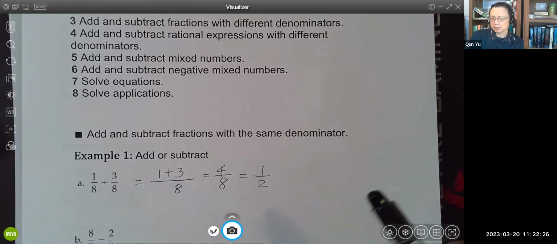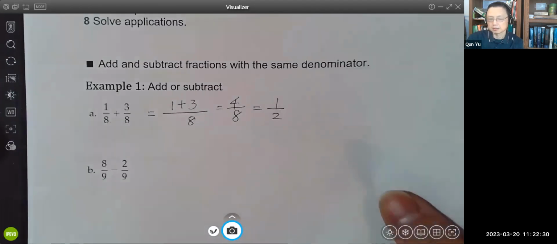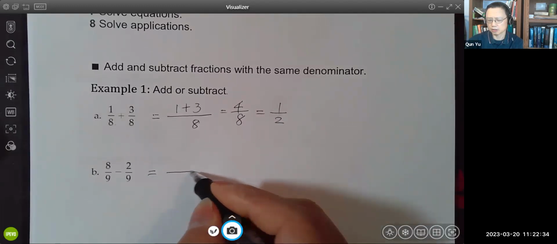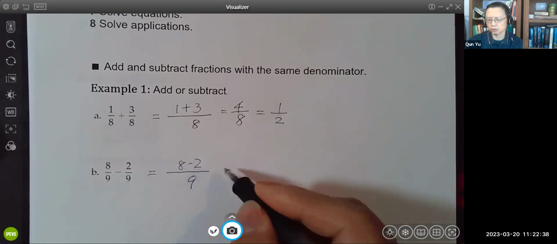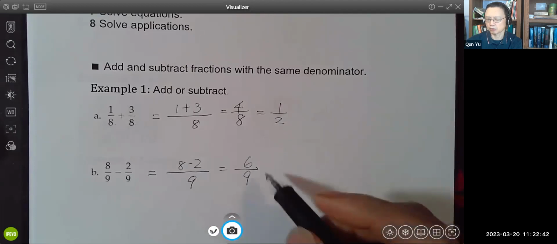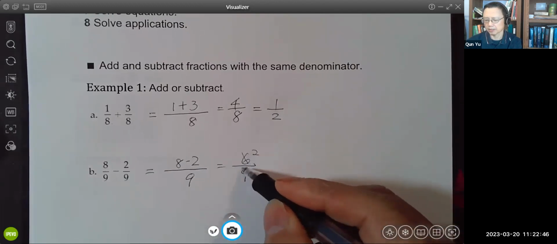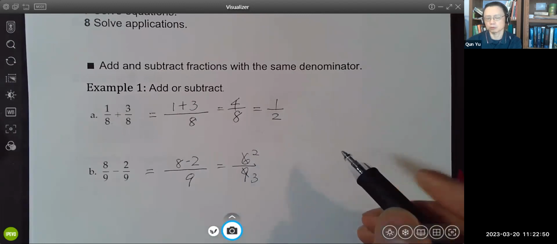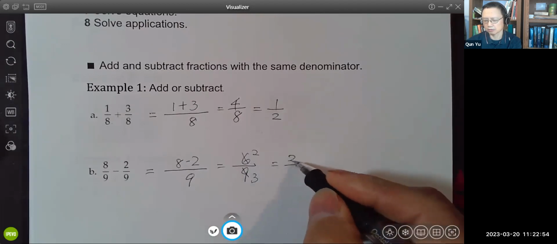Now, let's look at the next example, which is a subtraction. And we have the same denominator, so we just do the operation using numerators. 8 minus 2, and that is 6, nice. And both numbers can be divided by 3. So we divide by 3 on both sides. Always divide by the same number on both sides when you simplify a fraction. So the answer is 2/3.